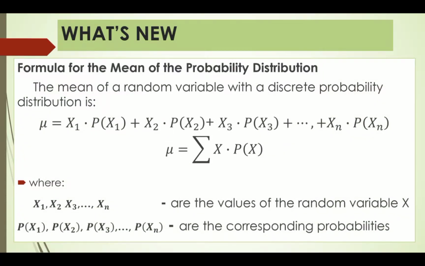As you can see, this is the equation or formula for finding the mean of the given probability distribution, where x sub 1, x sub 2, x sub 3, and x sub n are the values of the random variable x. Then p of x sub 1, p of x sub 2, and so on are the corresponding probabilities.